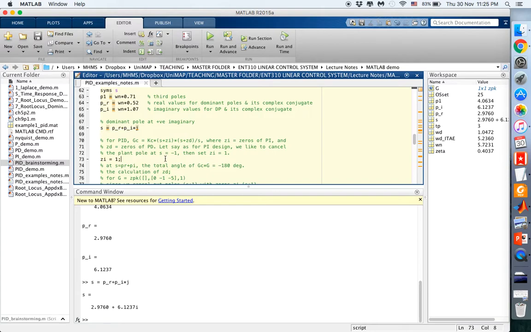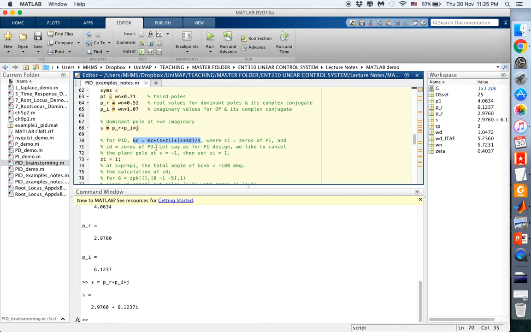Let's say our PID is Kc for the compensator gain. GC is the compensator, with the plant. We have (s plus Zi)(s plus Zd) over s. Our Zi is the zero for PI and Zd is the zero for PD.